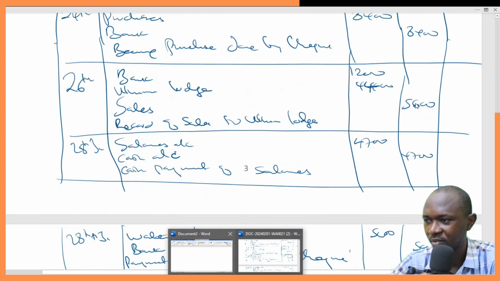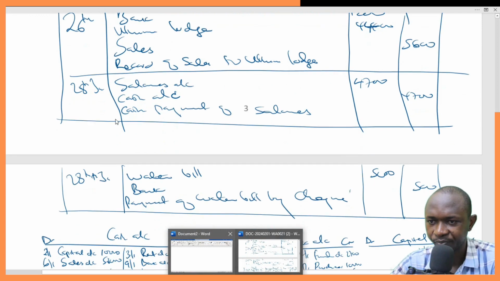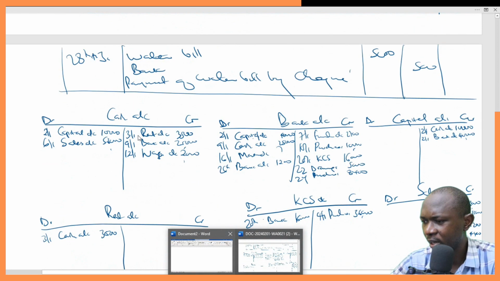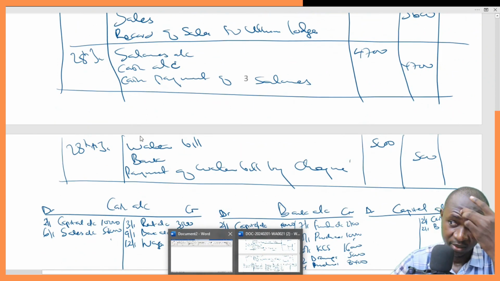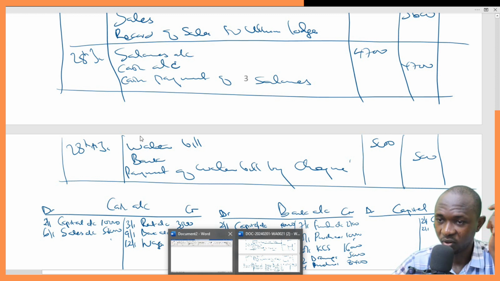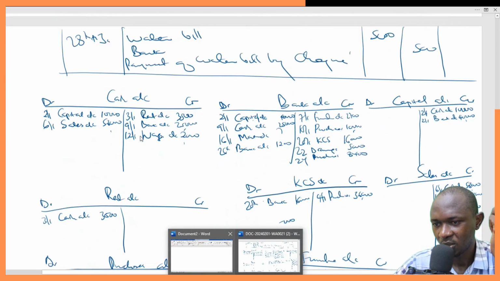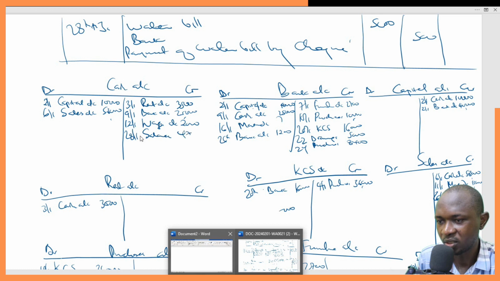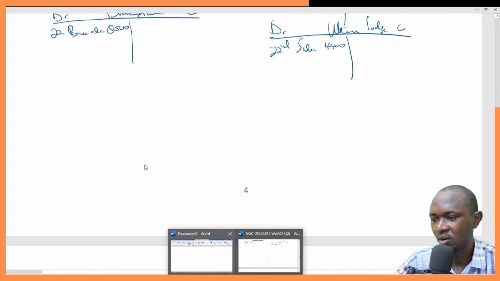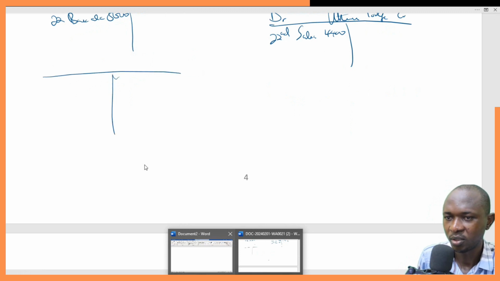And then we have on 28th salaries 4,700, cash account 4,700. So we credit cash, we debit salaries. We have salaries account. For cash we have, so we simply say 28th, salaries 4,700. Then you can come here and open a salaries account. This is a salaries account. Salary is an expense, so it's a debit entry. So you simply say cash, how much?